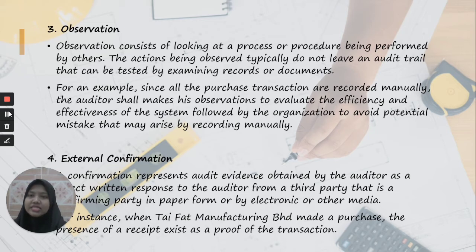Okay, next, external confirmation. A confirmation represents audit evidence obtained by the auditor as a direct written response to the auditor from a third party that is a confirming party, in paper form or by electronic or other media. For instance, when Typhoid Manufacturing Berhad made a purchase, the presence of a receipt exists as a proof of the transaction.